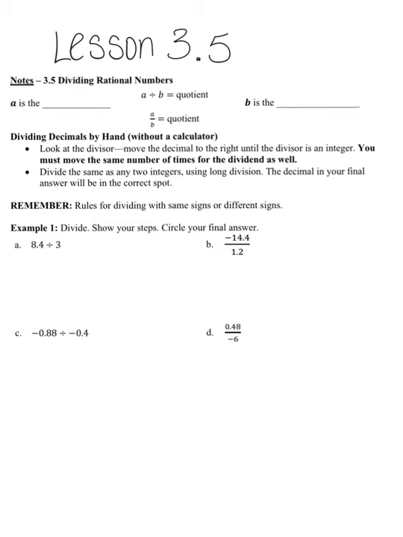So let's first take a look at the parts of the problem in a division problem. A is the dividend. So that value has a name and it is called the dividend, where B is the divisor.